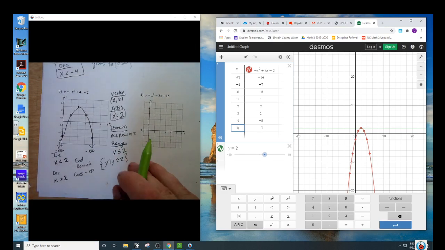All right, guys, that should get you started on graphing quadratics. I will put up an assignment of graphing these things, so just look out for it on Canvas. If you have any more questions, let me know.